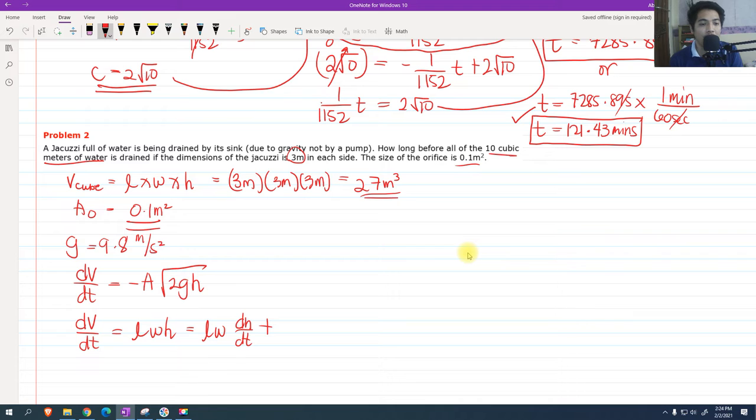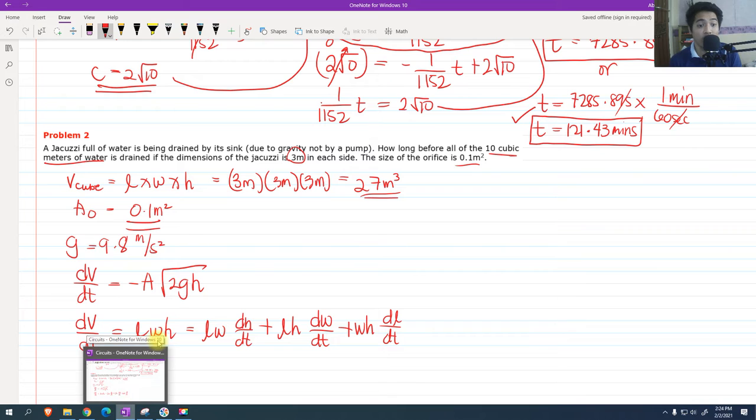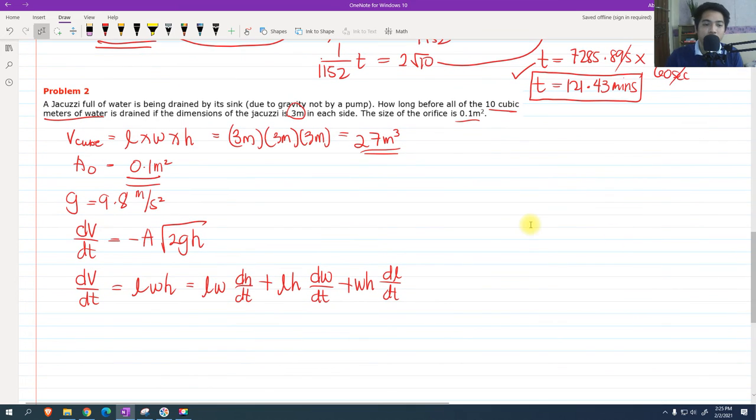I'm going to copy L and H and differentiate W with respect to t. And plus, last but not least, I'm going to copy W and H and differentiate L, so I have dL over dt. So that's the product rule. That is the review of differential calculus.